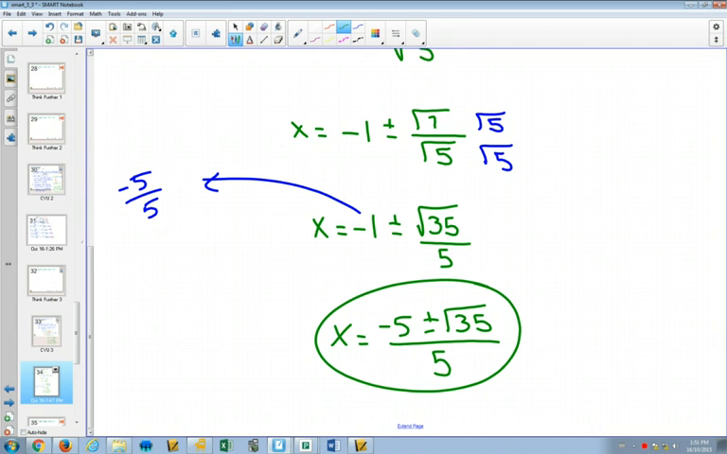Question. How did I get, you see how I got from here to here? So I made a common denominator and then I could add the tops, but the tops aren't like terms, so they still have to stay separate like that. And then it's all over 5.